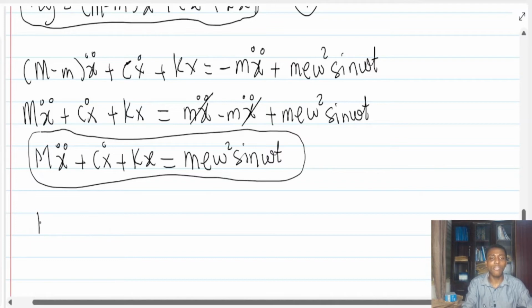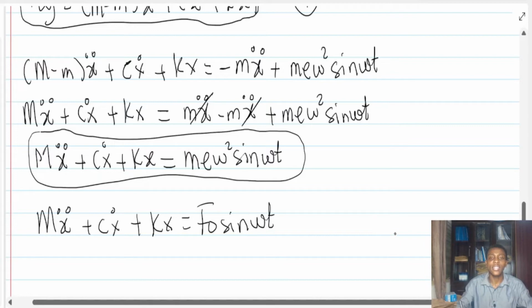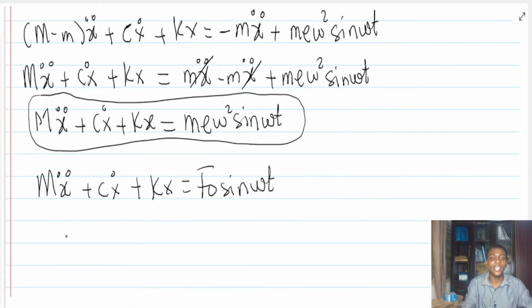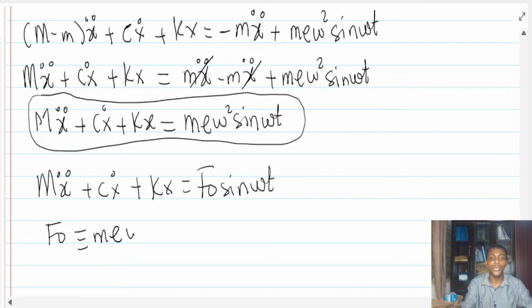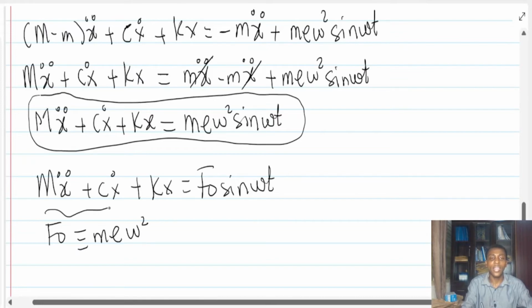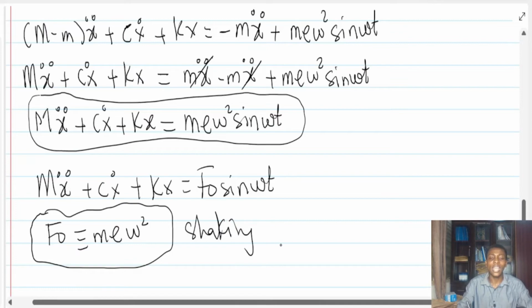And this is similar to a forced damped system. For a forced damped system, the equation will take the form F naught sine omega t. And so I can say that F naught is equivalent to m e omega squared. And in fact, this force over here is actually the shaking force or the dynamic force.